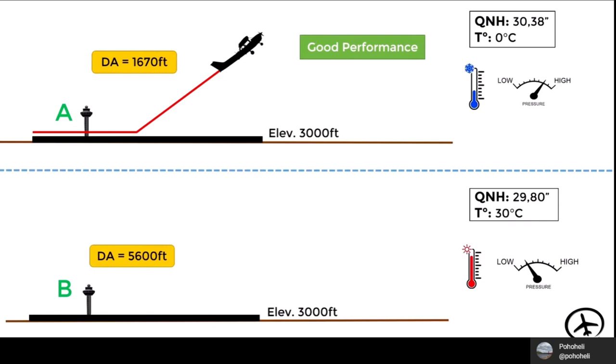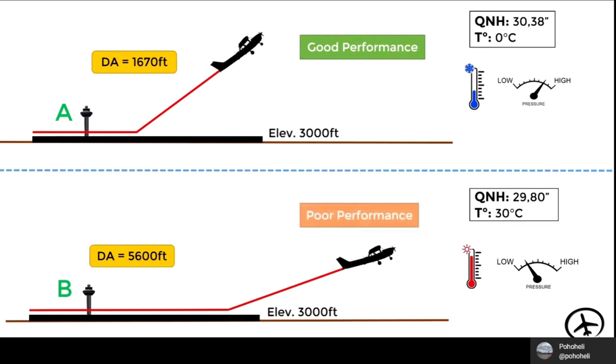In other words, aircraft operating at this airport will behave as if they were flying at 5,600 feet. Which means that they will present a poor performance due to the reduced air density.